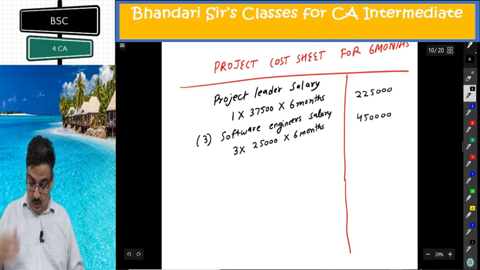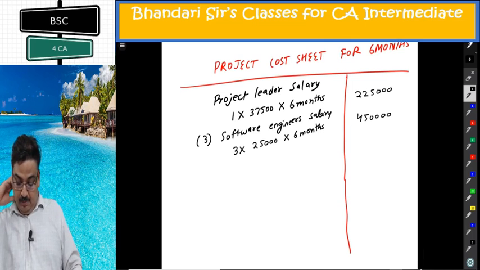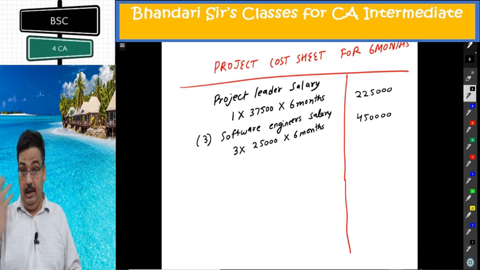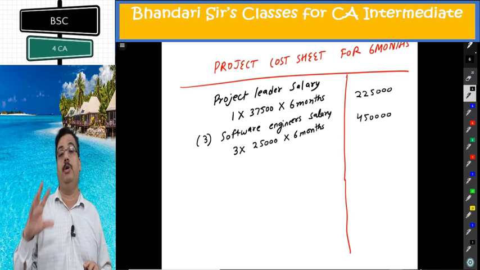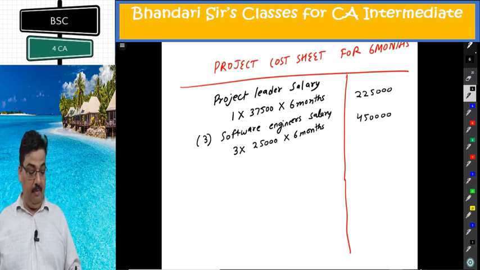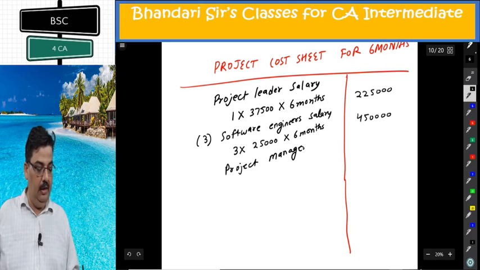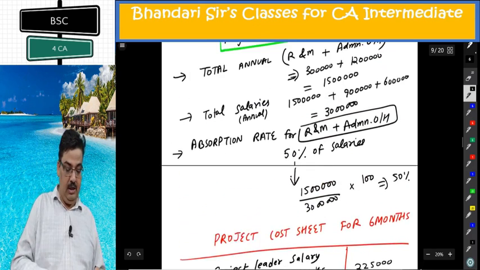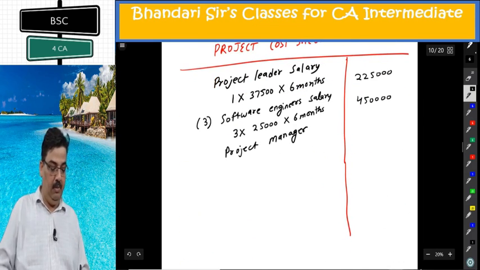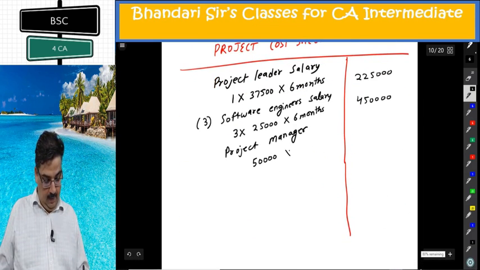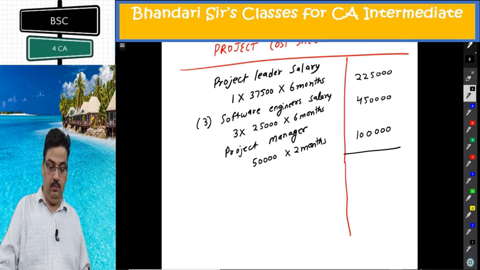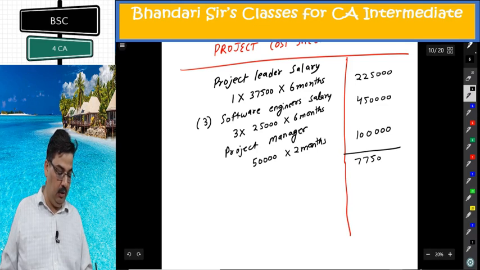Then there is a project manager, but he spends 2 months only. Project leader and engineer, they have spent entire duration on project, matlab 6 months. This project manager spent only 2 months on this project. So project manager, what was the rate for him? 50,000 per month into 2 months. It costed my company 1 lakh. Add the total. 450, 225 and 1 lakh. 7,75,000.